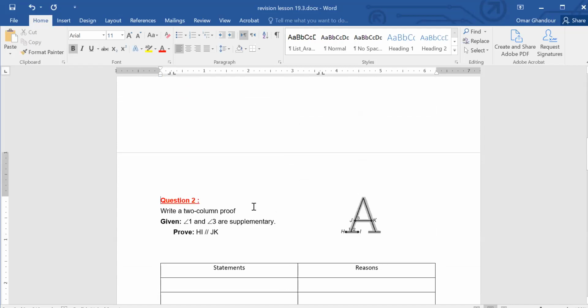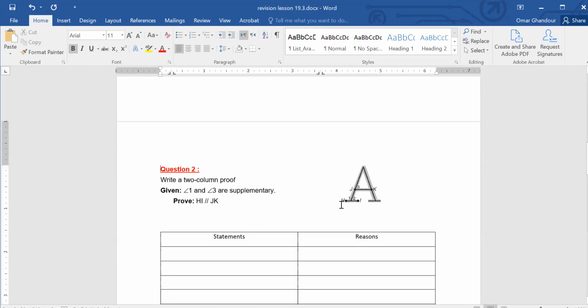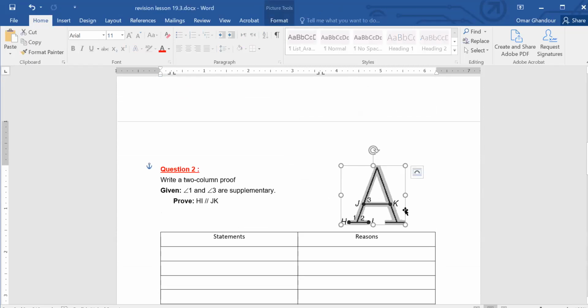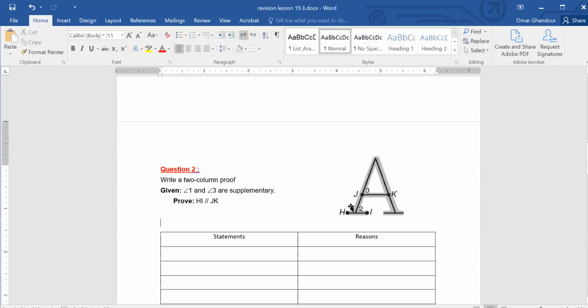Okay, starting with question 2, write a 2-column proof. Given that angle 1 and angle 3 are supplementary, okay, we have to increase this shape a little bit just to see. Angle 1 and angle 3 are supplementary, which means if I add them, this will give me 180 degrees. We are required to prove that HI is parallel to JK. This line is parallel to this line.